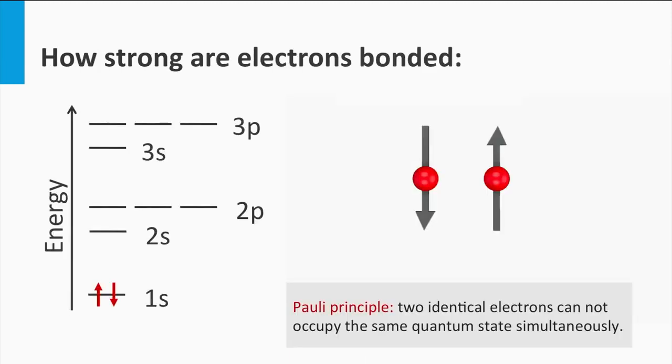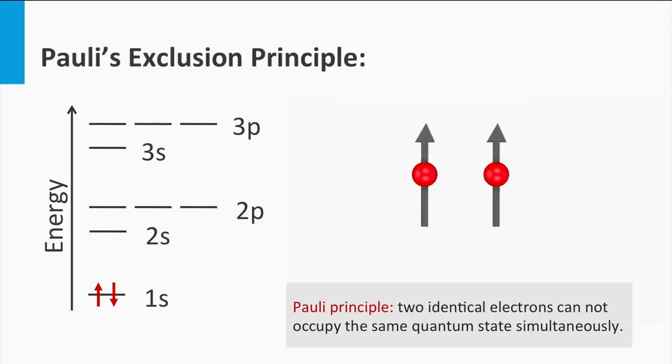Secondly, I introduce the Pauli exclusion principle, which tells us that two identical electrons cannot occupy the same quantum state simultaneously. Don't worry about why this is the case, just for the moment accept that in nature all electrons obey this law.